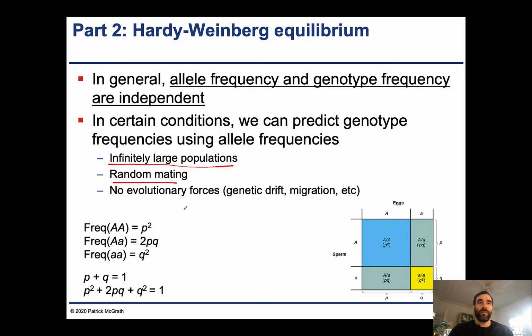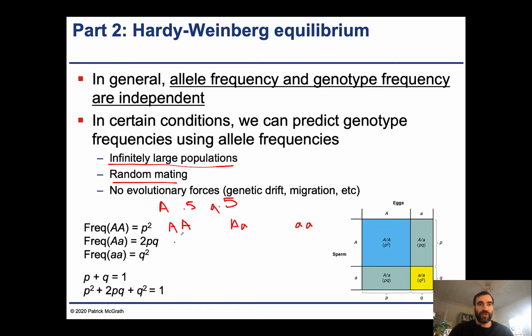So first I want to talk about what we mean by allele frequency and genotype frequency being independent from each other. So let's say it's half and half. Half of the alleles are big A and half of the alleles are little a. If we look at the genotype frequencies, there are 3 genotypes that you can have.